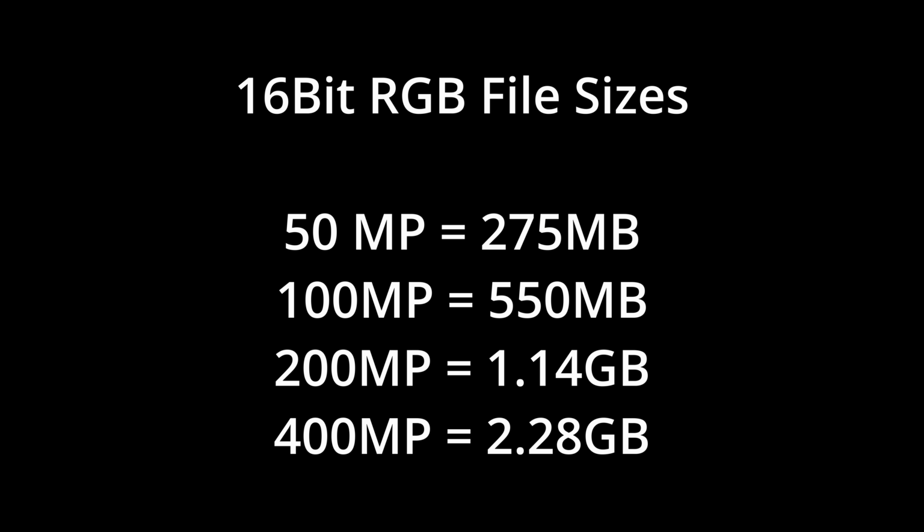I wanted to post this graphic just very quickly and show just how big of file sizes we're talking about. At 50 megapixels, you're talking a 275 megabyte 16-bit RGB file. But when you start getting 200 and 400 megapixel images, you're talking 1.14 and 2.28 gigabytes per image. So you can imagine very quickly how much storage you're going to need to properly archive working at these super high megapixels.